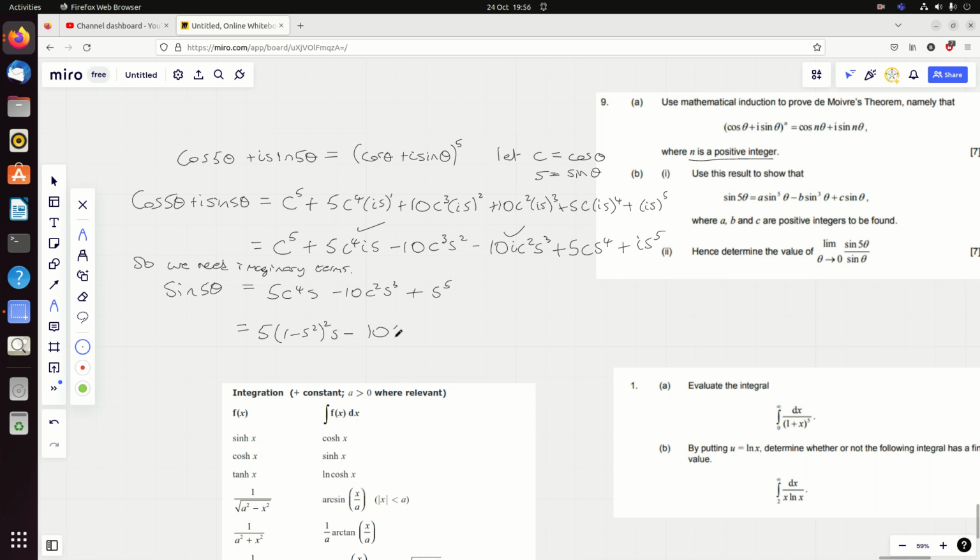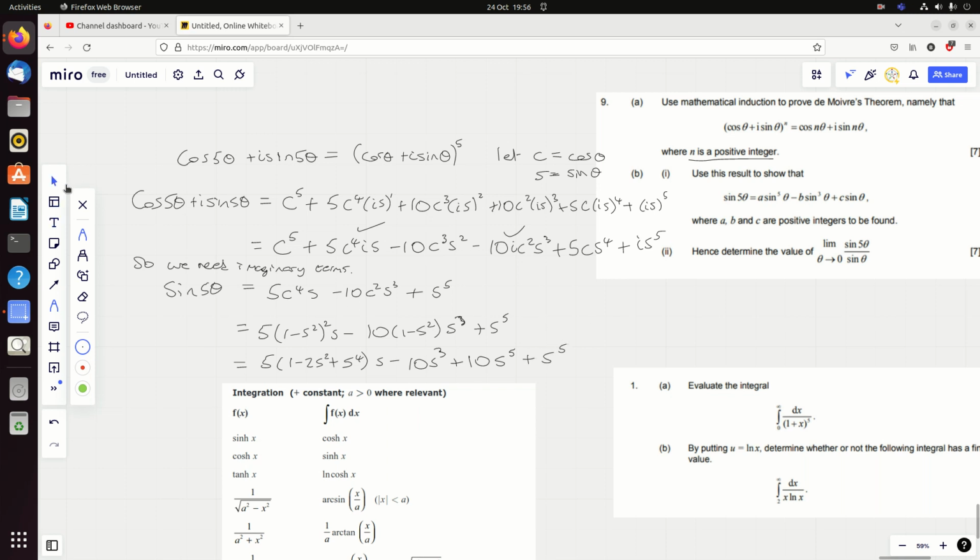This is going to be 10 times 1 minus s squared times by s cubed plus s to the power of 5. Do this a little bit carefully. That's going to give us 5 times 1 minus 2s squared plus s to the 4 times by s minus 10s cubed plus 10s to the power of 5. Be careful with that. Plus another s to the power of 5.